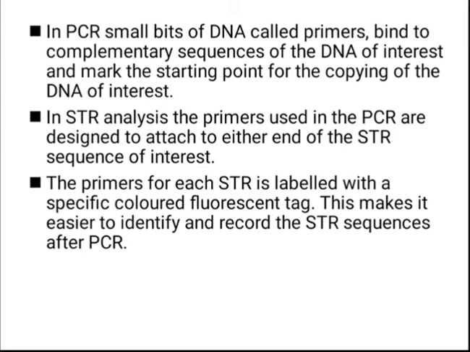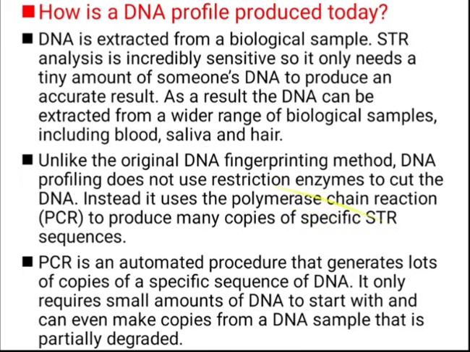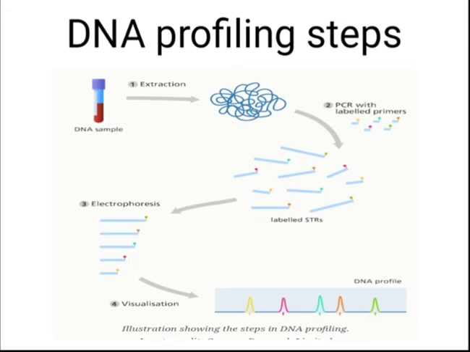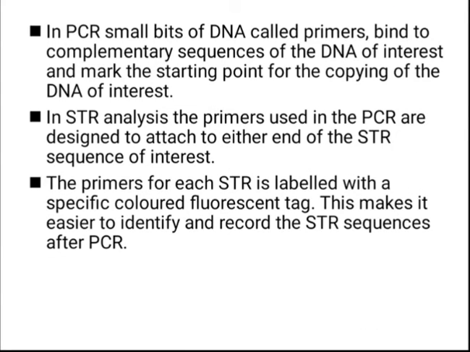After that, there are small bits of DNA called primers, which bind to complementary sequences of the DNA of interest and mark the starting point for the copying of the DNA of interest. So see in this diagram, here is the starting point of this thread, shown by a color. So this is for copying of the DNA of interest.